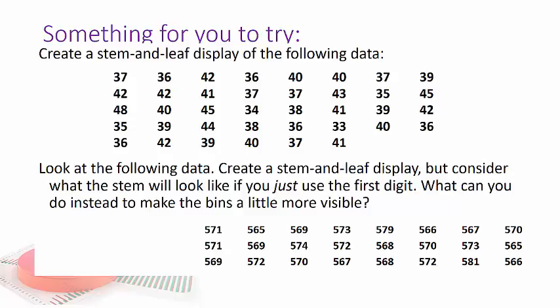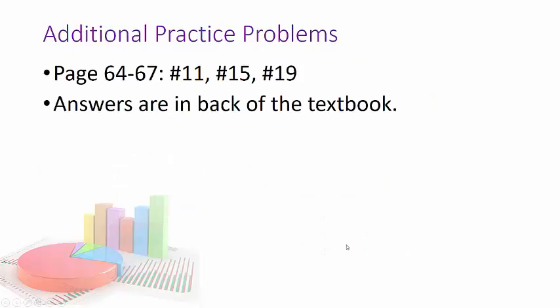And there are different ways. If you use just the first digit down here, it's going to be a little awkward. So you might want to consider not limiting yourself to the first digit when you make this stem and leaf plot. And then finally, there are 3 problems in your book, which I think would be quite helpful here. Problems 11, 15, and 19, and the answers to those are in the back of the book. If you have questions, please bring them to class.